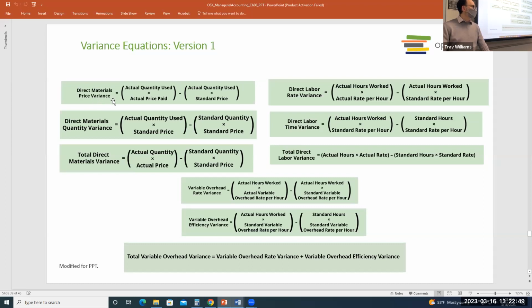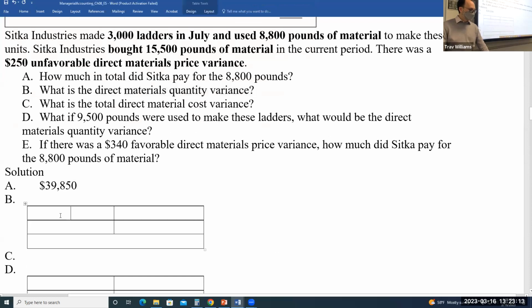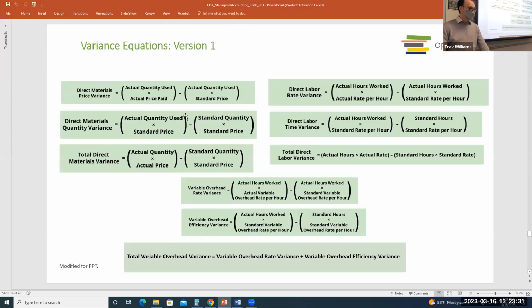So the first one was price variance. That's not the formula we need. The next one is quantity variance. That's what we need. And we see if you do the long form version, you take actual quantity times standard price minus standard quantity times standard price. I'm going to go ahead and put that in the table. Okay, I'm just abbreviating this information here.